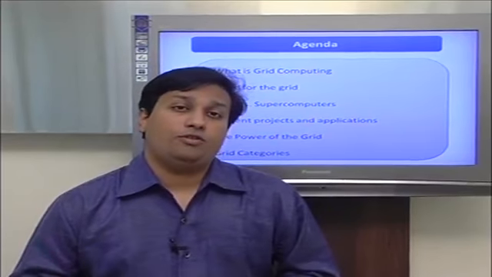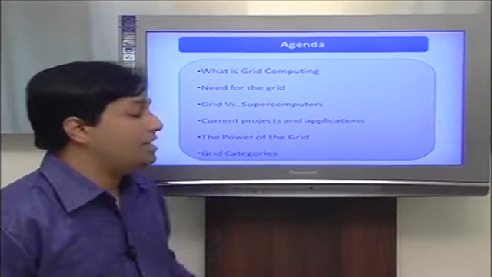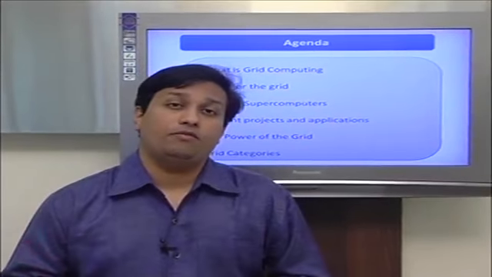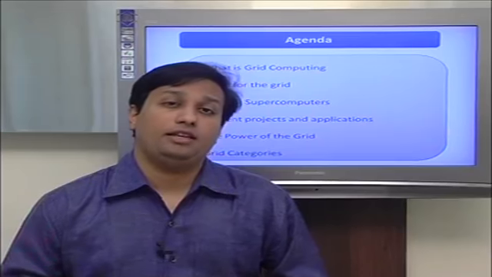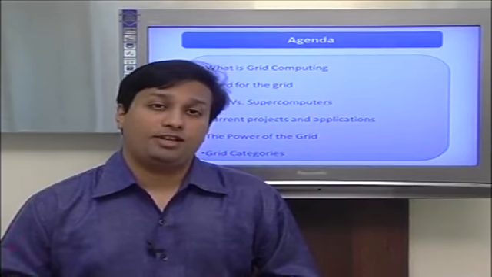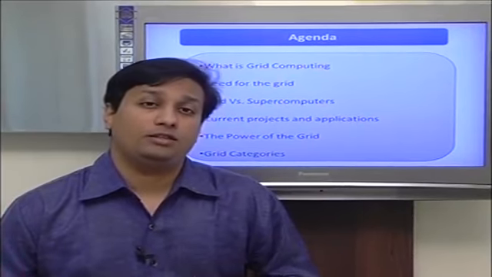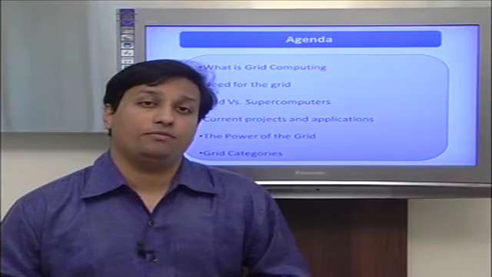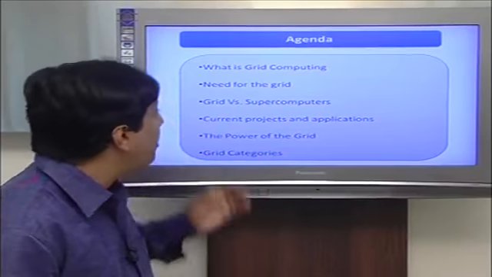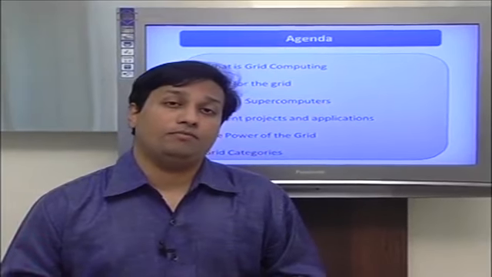The key points on the agenda for today's session are: what is grid computing? We are going to understand in detail aspects related to grid computing, aspects which will make us understand what lies beneath the concept of grid computing. The next point is: what is the need for grid computing?